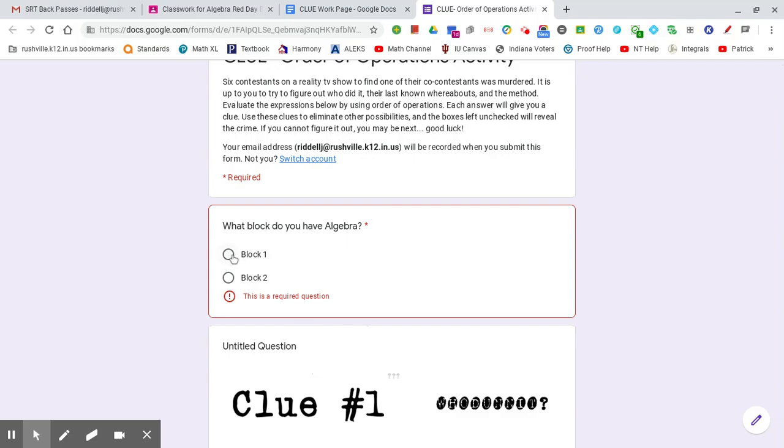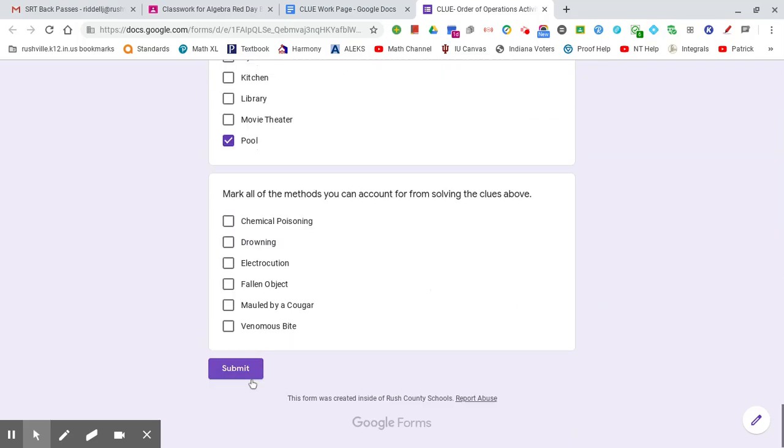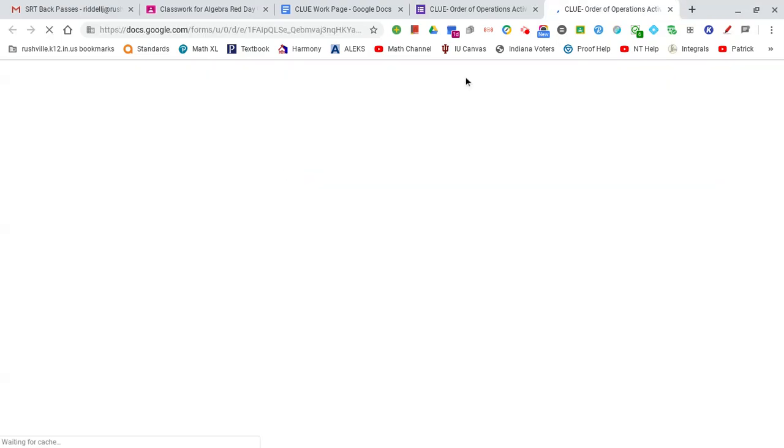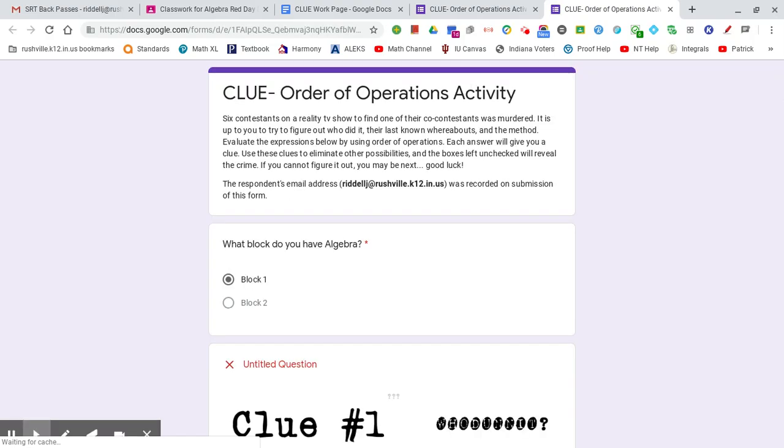Oh, this was a required question. Let's say I'm in block 1. And then what I'm going to do is I can view my accuracy. So I can do all of the problems at once and then I can submit it, or I can do one problem at a time and click submit and see how I did.